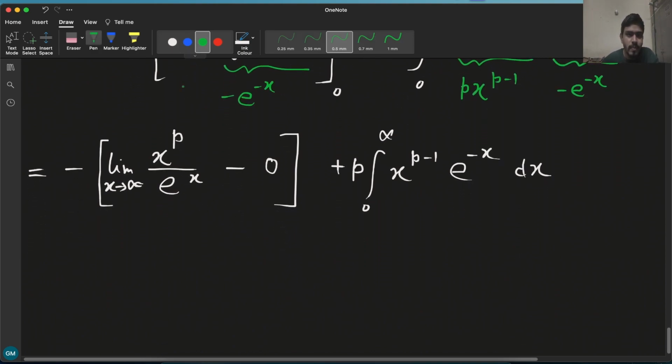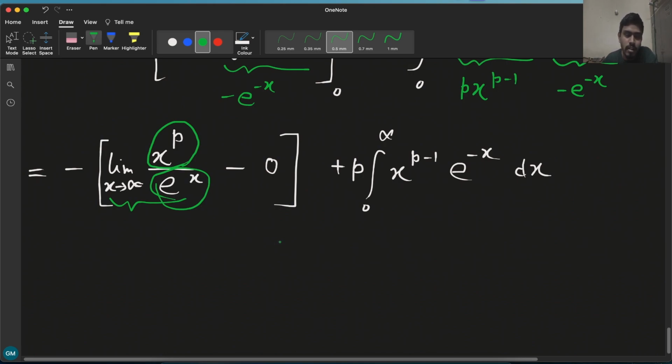Now let's look at this limit. What can you say about this limit? Here you can see this x to the power p, if I take x tends to infinity, then this also tends towards infinity, and e to the power x, this also tends towards infinity.